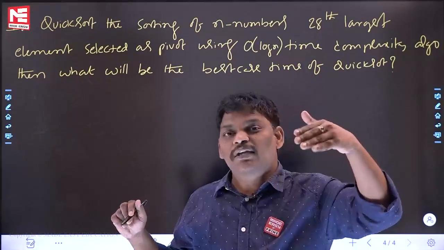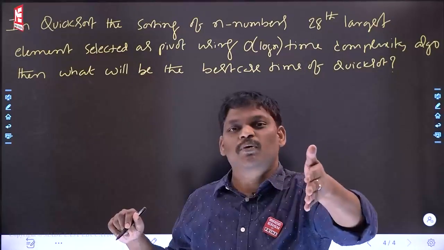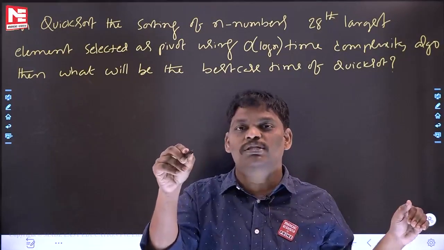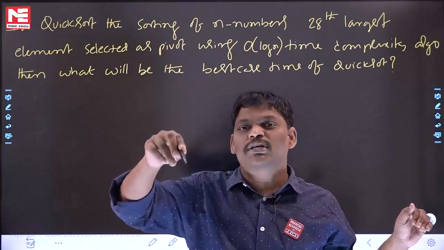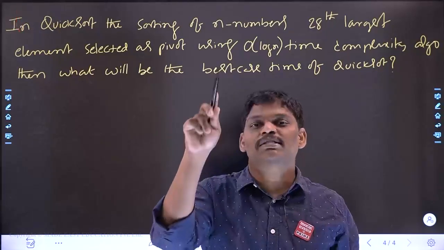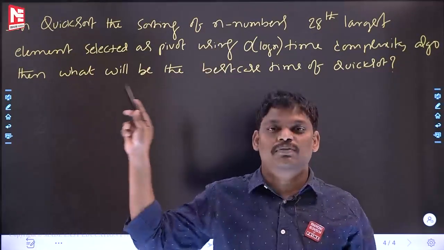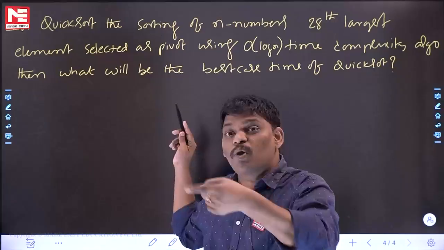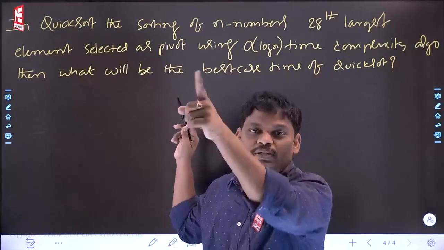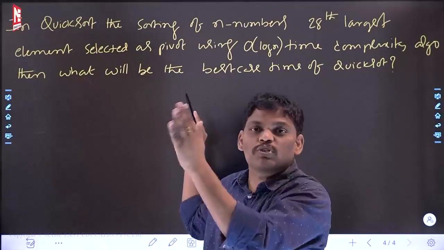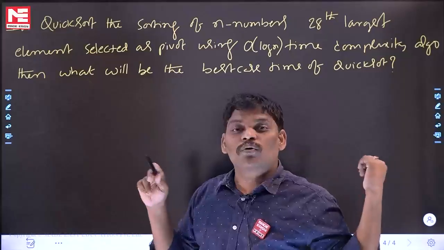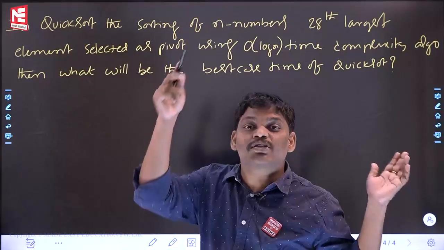If I take the n by 5th smallest element as a pivot, I will go to n by 5th place. That is also okay. If I take the nth smallest element as the pivot, I will go to nth place. Nth place means what? Last place. Means from the last to first place. Please be careful.